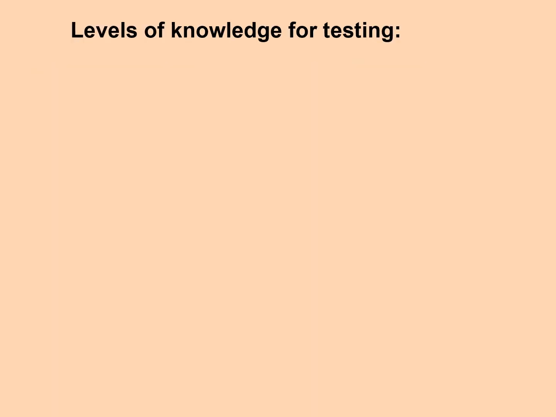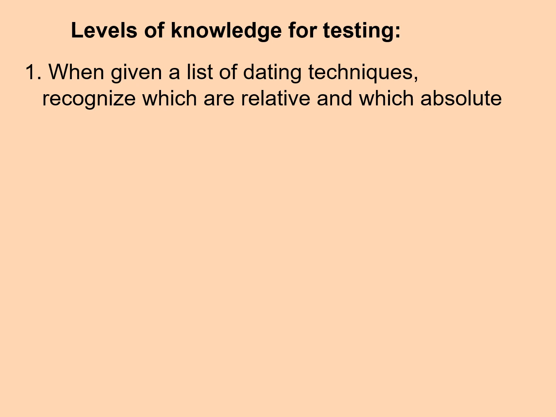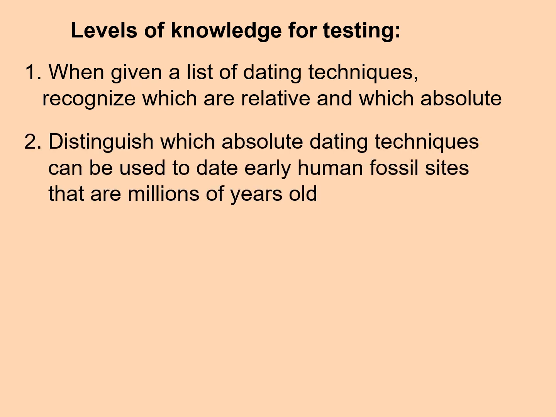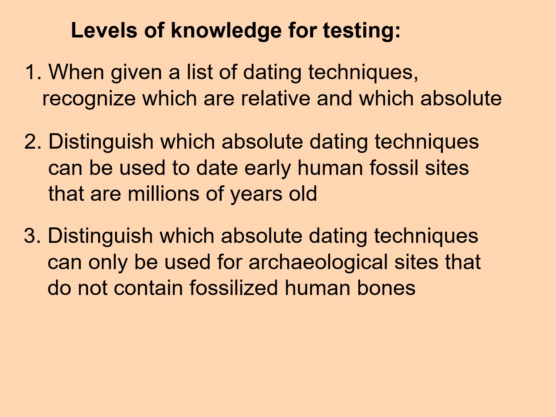So what levels of knowledge do I expect to test you on? Well, I expect that when I give you a list of dating techniques, you can separate out which are relative and which are absolute dating techniques. And I expect you to be able to distinguish which absolute dating techniques can be used to date early human fossil sites that are millions of years old. And you can distinguish which absolute dating techniques can only be used for archaeological sites that are not that old, that don't contain fossilized human bones.